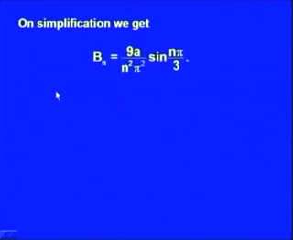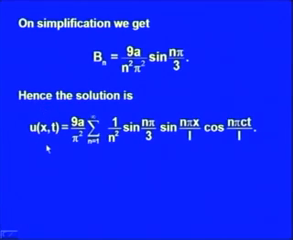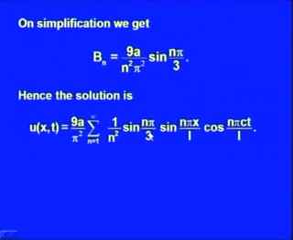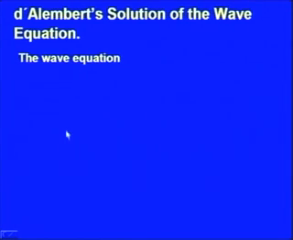When you simplify this, you get the value of B n as 9a over n square pi square sin n pi by 3, and hence the solution of the given problem is u(x,t) equal to 9a by pi square sigma n equal to 1 to infinity 1 by n square sin n pi by 3 into sin n pi x by L into cos n pi c t over L.